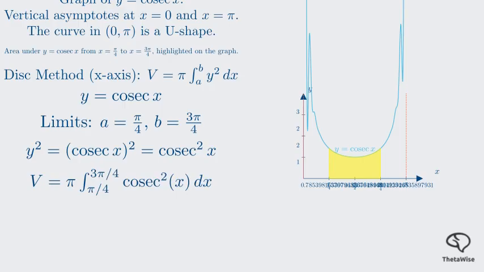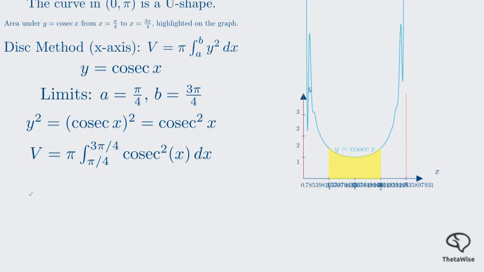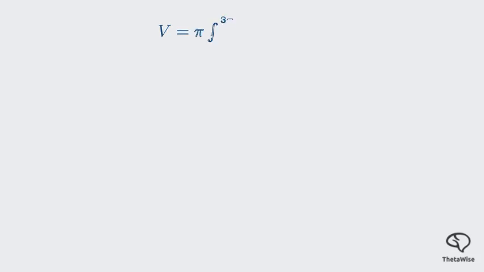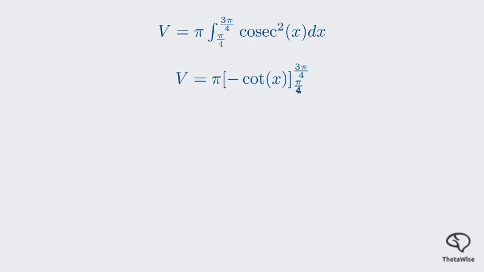This is a standard integral you should commit to memory. The integral of cosecant squared x is negative cotangent of x. We have V equals pi times the integral from pi over 4 to 3 pi over 4 of cosecant squared of x dx. Integrating gives us negative cotangent of x, evaluated from pi over 4 to 3 pi over 4. Don't forget the negative sign, it's a common oversight. Now we substitute the limits. This is pi times the negative cotangent of 3 pi over 4 minus the negative cotangent of pi over 4.